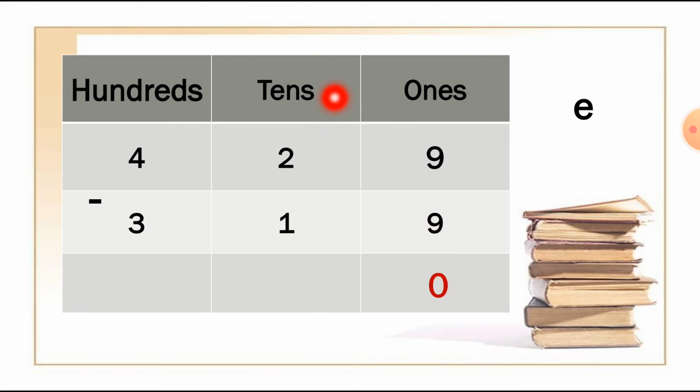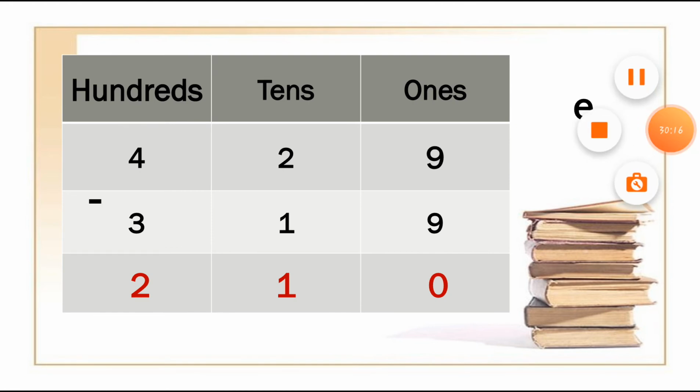Now let's move to the tens column, which is 2 minus 1. So if we cut one number from this 2, we get the answer 1 only. Now this ones and tens column is complete. So let's move to the hundreds column. So 4 minus 3. If we cut 3 number from the 4, we get the answer 4 minus 3 is equal to 1.